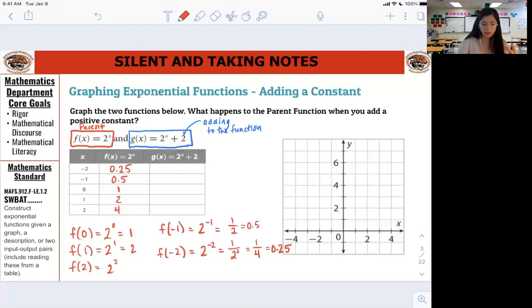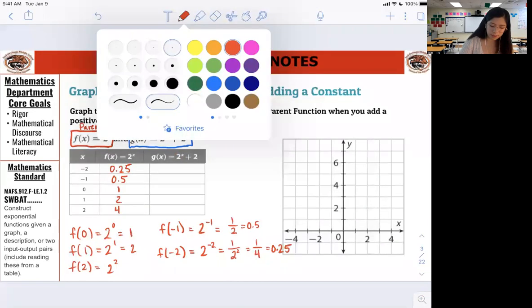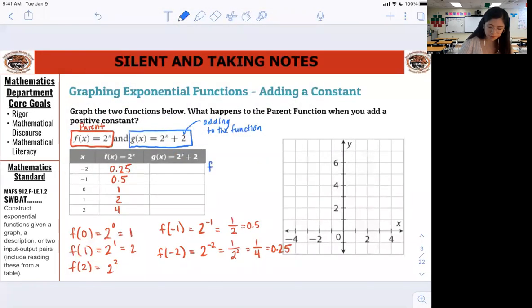If you don't believe me, let me show you real quick. Let me plug in 0 this time. So g of 0 is 2 to the power of 0 plus 2. Well, we already know that 2 to the power of 0 is 1. So this is 1 plus 2. So I get 3.